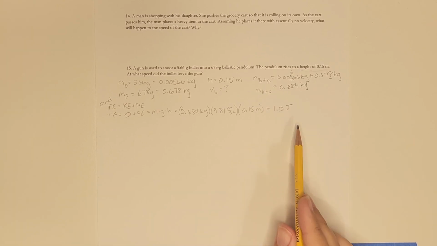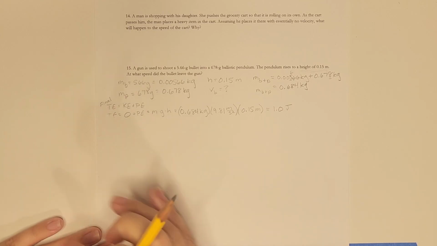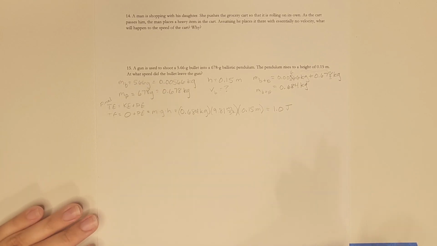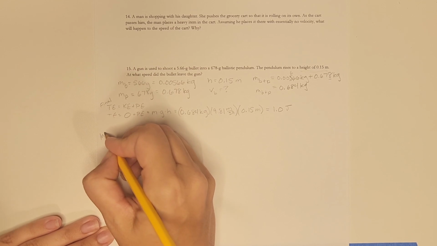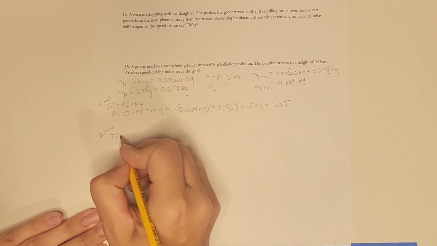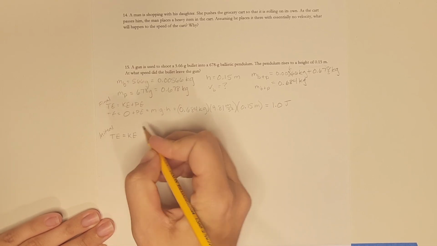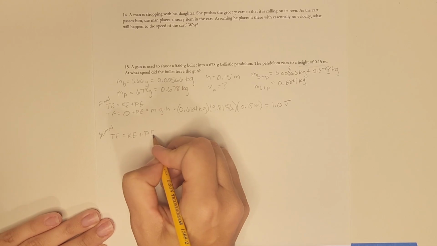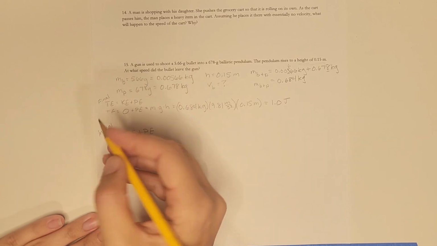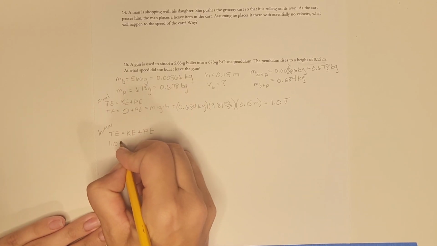So now that we have the total energy, we can use that to determine what the kinetic energy is at the time that the bullet hits the pendulum. So before the pendulum has reached all the way to its final height, what is the kinetic energy of the bullet and the pendulum? We're going to call this initial, even though it's not like the moment the bullet was fired. It's kind of like a midpoint here. So again, the total energy is the kinetic energy plus the potential energy, but now we know the total energy. And that's going to be 1.0 joules.